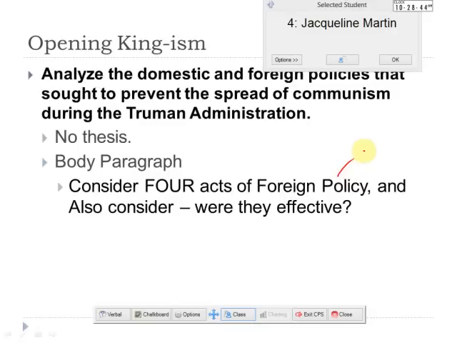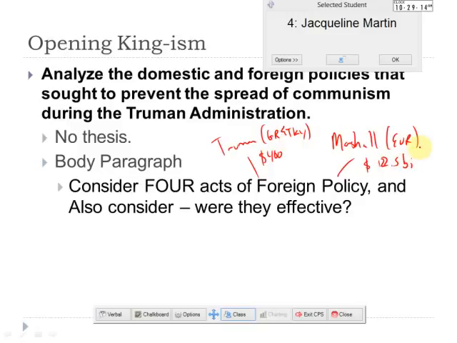Yeah, what do you have so far? Good. So the two key ones you got. You got Greece and Truman that gave money to Greece and Turkey, $400 million, and you also had the Marshall Plan that gave $12.5 billion to the European economies to recover. So good so far. What are the other things that we did to try to prevent the spread of communism here? So let's go with Jonathan.